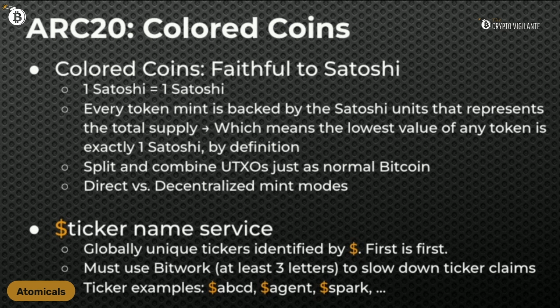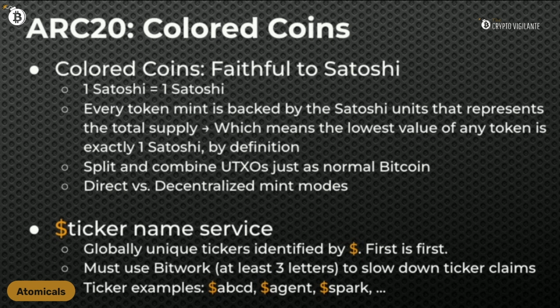We can split and combine UTXOs just like normal Bitcoin. It's like the tokens are hovering on top of the UTXOs, be it taproot addresses or legacy addresses. Any address type carries on the value of the colored coin. We have direct minting and decentralized mint modes. You might recognize the decentralized minting from BRC20, and we're going to talk about that shortly.